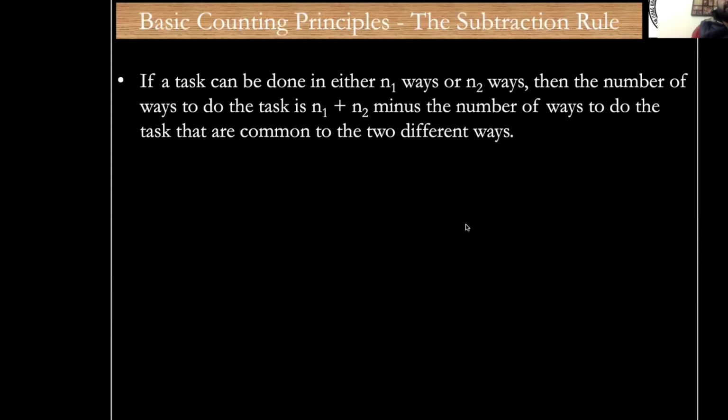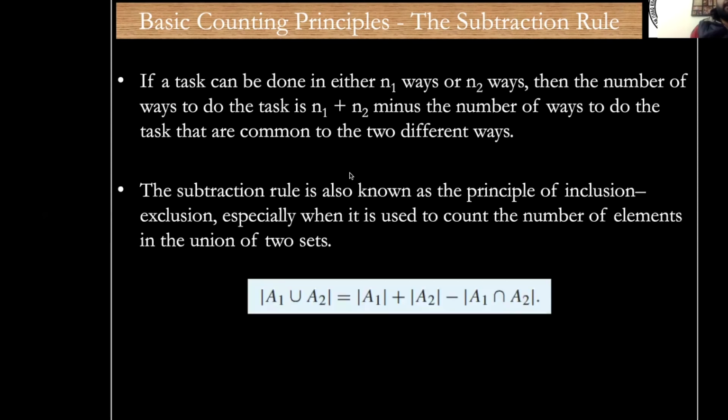Okay, this brings us to the next rule, which is the subtraction rule. If a task can be done in either n1 ways or n2 ways, then the number of ways to do the task is n1 plus n2 minus the number of ways to do the tasks that are common to the 2 different ways. And that's why I told you that if the number of common ways is 0, you don't subtract anything, as was shown in the sum rule. But if there's something common, you just subtract the number of tasks that are common to both the different ways. The subtraction rule is also known as the principle of inclusion exclusion.